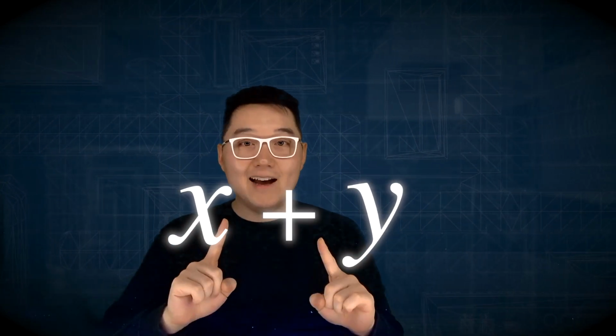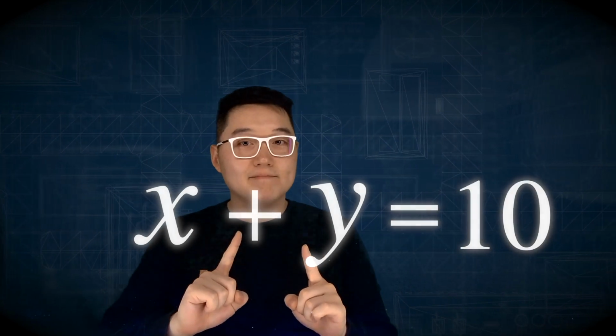Now I'm thinking of two numbers. Let's call them x and y. Now these two numbers, when you add them, you get 10. But when you subtract those two numbers from each other, you get 4.